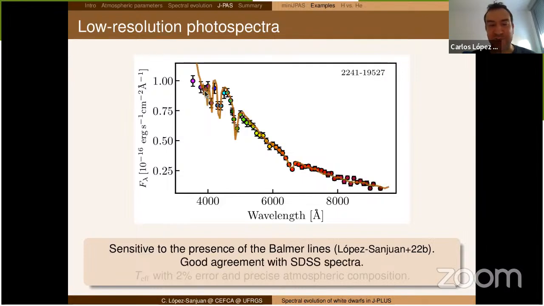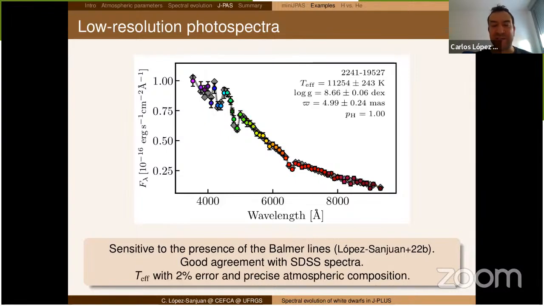So these bumps here in the blue lines are real. We know that they are real because when we overplot the Sloan spectrum of this source that is available, we see how all these absorption lines are very nicely recovered. So we already performed the same SED fitting analysis with this. In this case, we obtain a much more precise temperature, 2% error. And of course, we also have a very nice classification, much nicer than with J-PLUS because we have more data.